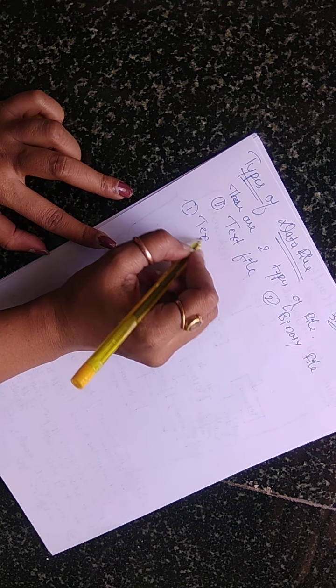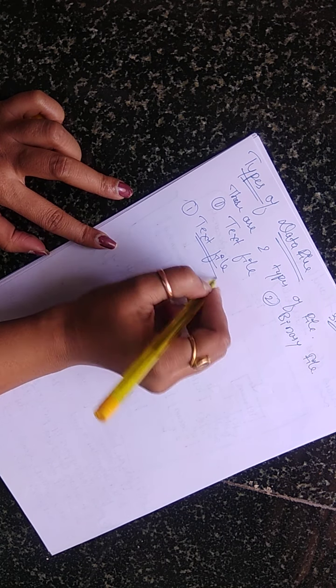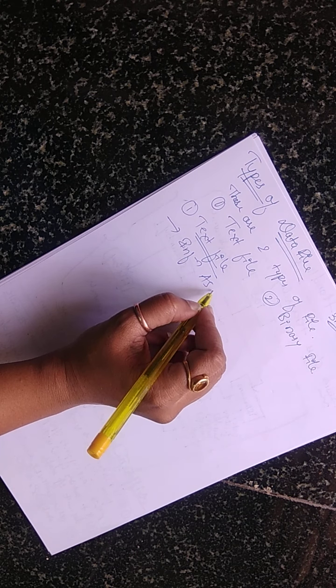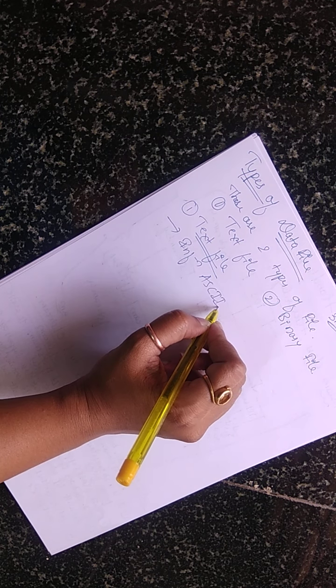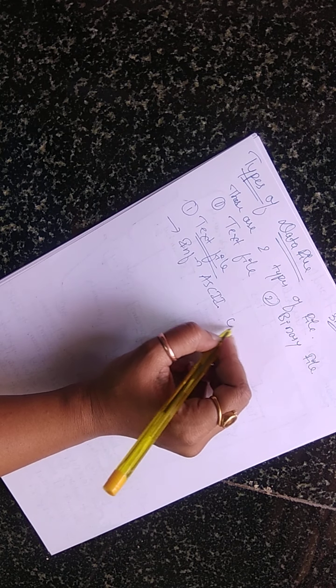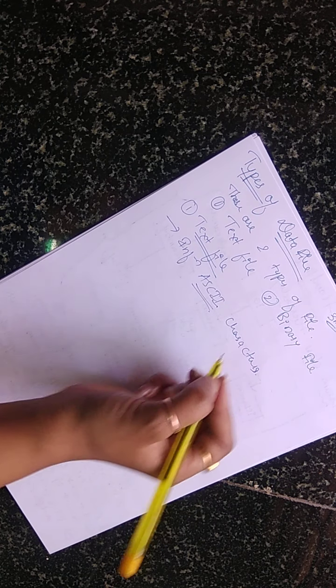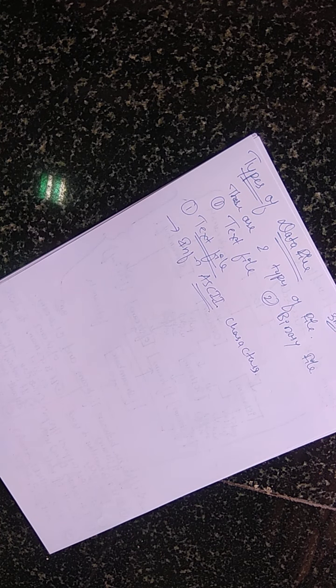First we'll see the meaning of the text file. A text file is a file which stores information in ASCII characters. So in a text file, we store the information in ASCII code, that is, in the format of ASCII characters. What do we mean by ASCII characters? We had seen this already in PUC first year. ASCII is nothing but American Standard Code for Information Interchange.